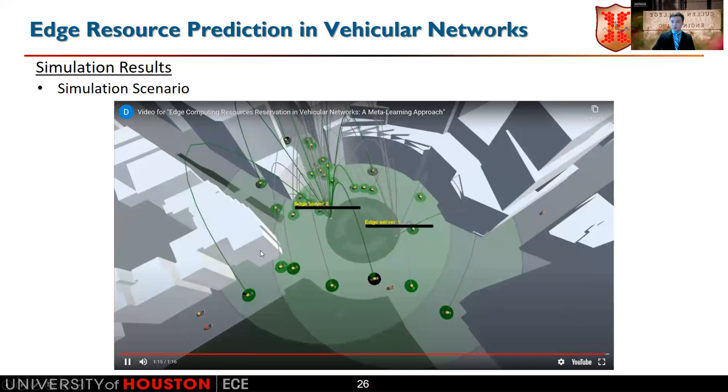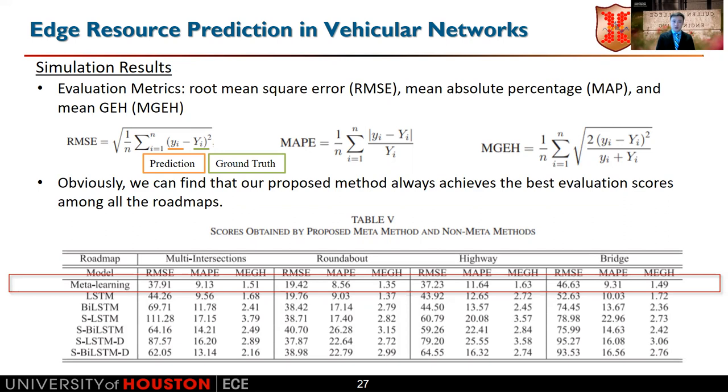So for the evaluation metrics, we adopt three metrics, which are root mean square error, absolute percentage error, and the mean GEH. For all these three metrics, if the values are smaller, the accuracy is higher. Obviously, we can find that our proposed meta-learning approach achieves the lowest values of the three metrics. Correspondingly, it brings less waste compared with the other baseline methods.